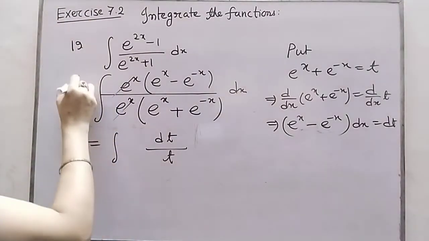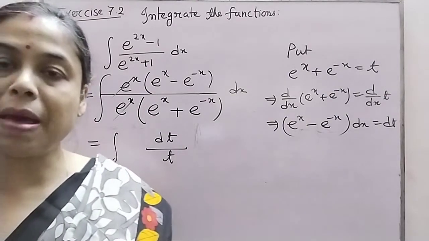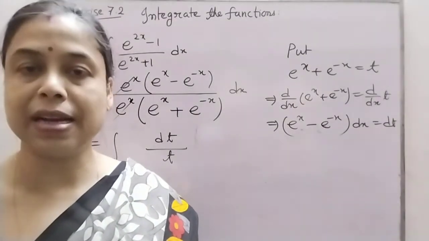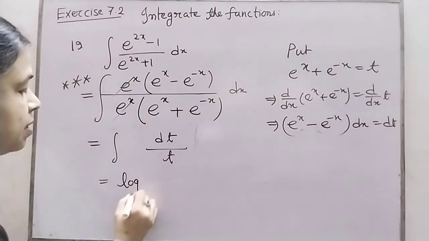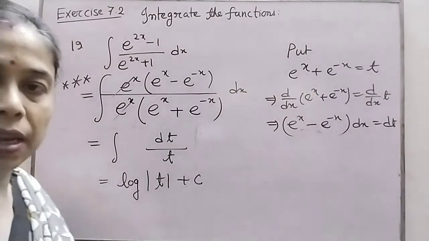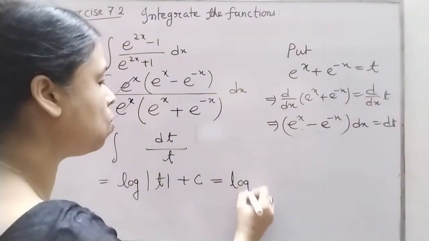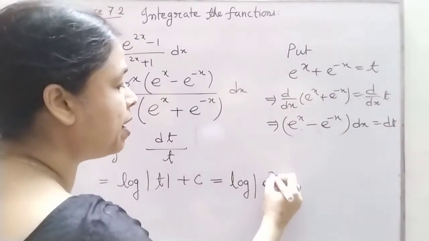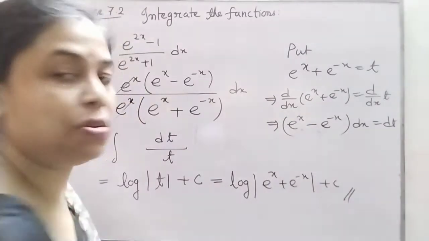This step you have to remember. I just mark here star marks so that you try to remember the step. This type of questions are done like this. So it is equal to what? The integral of this is equal to log of modulus of t plus a constant of integration, that is C. Now change your t, that is log of what is t? e to the power x plus e to the power minus x plus c, and this is the solution.